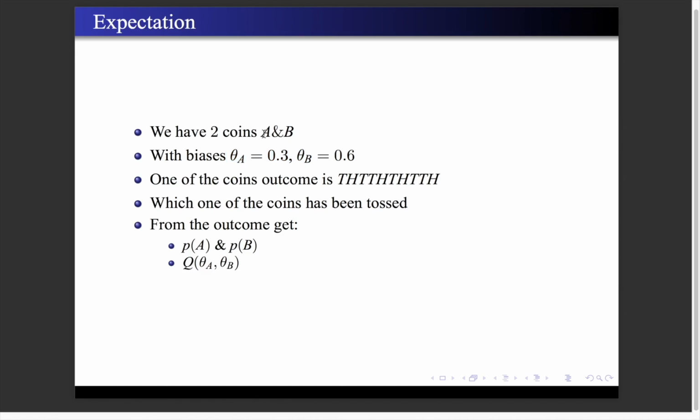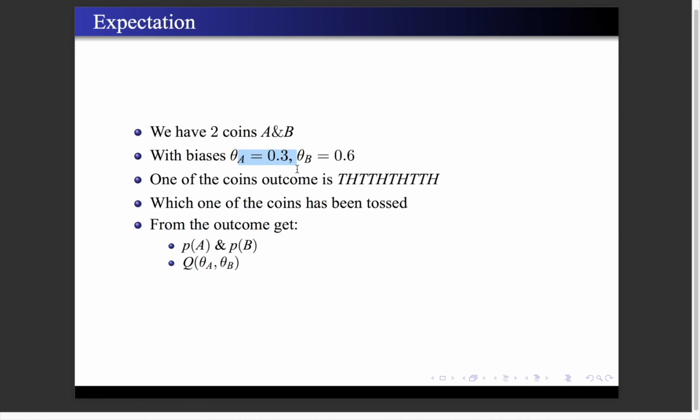We have two coins, A and B. This time, we know the values of their biases, theta A and theta B. One of these coins has been tossed 10 times, and this is the corresponding outcome. This time, we know the biases of the coins, but we don't know which of the coins has been tossed. But we are going to find out. We're going to estimate that based on what? We have nothing in our hands except the outcome and also the biases of the coins. So we're going to base our assumption about which coin has been tossed on those two things that we know.